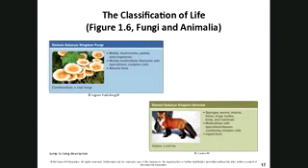Then we have the domain of fungi. Those are molds, mushrooms, and yeast. Some are single cellular, some are multicellular, like we have here in this club fungi. And then in the domain of eukarya, we have the animal kingdom. So things like sponges, worms, insects, fishes, frogs.